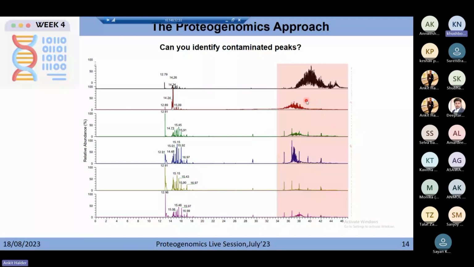I was telling you how we can identify contaminated peaks. I hope this is clear to you all.